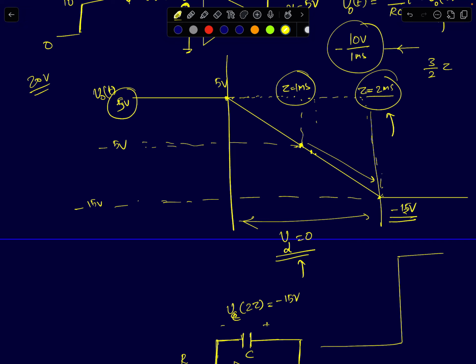Vd is 0. So the output of the op amp goes from, I'm drawing this transfer characteristic, it goes from 5 volts all the way till minus 15 volts. Vd has been 0 all throughout this transition. That is, Vx has been 0. Your Vx has been 0 throughout this transition till this point.